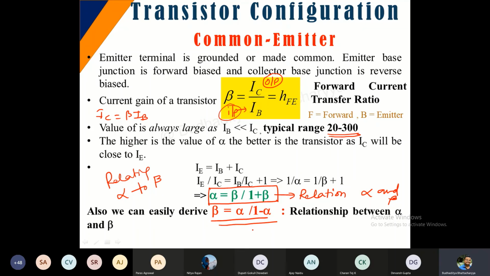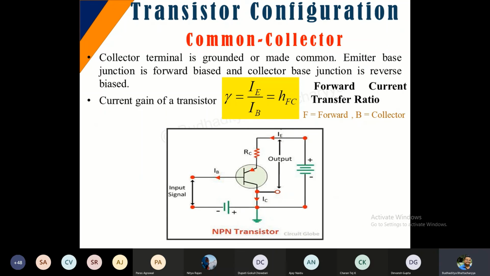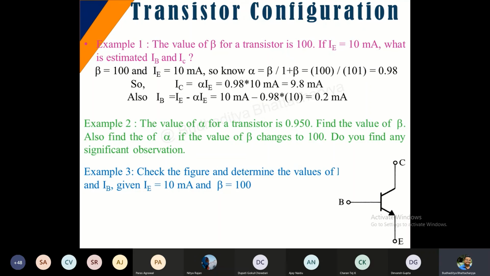Naturally, we can also have another configuration, common collector. And for common collector also, we will have a current gain parameter, and that is given by gamma. But it is not that important, so I've just kept it that way. You can see the diagram here for the common collector. The input over here is IB and the output is IE. So the relationship is IE by IB. So based on how you have configured your circuit, you are getting the results. So this is gamma, and gamma can also be related to alpha and beta in the same manner. But I'm not going into that detail for the time being.